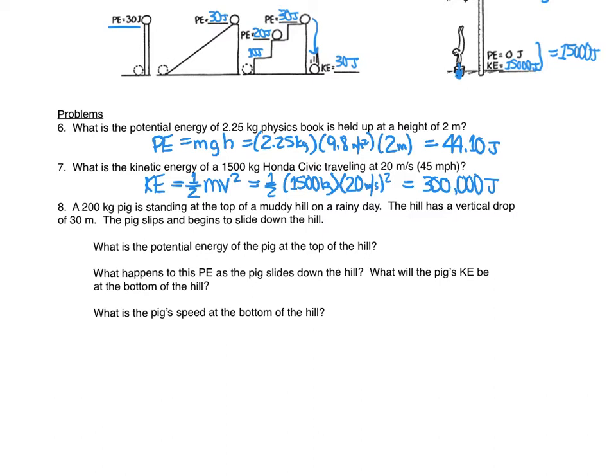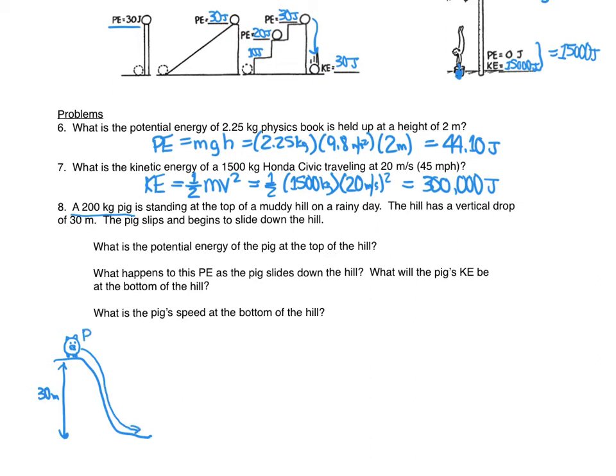All right, number 8, pig on the muddy hill. I'm going to draw it. Here's our pig on the muddy hill. Give him some legs there. If you're having ham for Thanksgiving, you know. Sorry, vegetarians. A 200 kilogram pig is standing on top of the muddy hill on a rainy day. It has a vertical drop of 30 meters, so the pig has 30 meters above ground level right here. And he's going to slide down the hill.